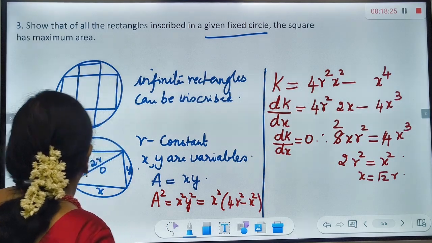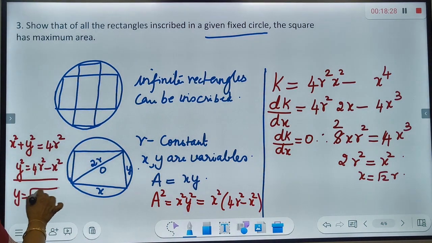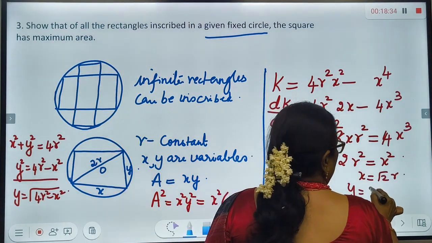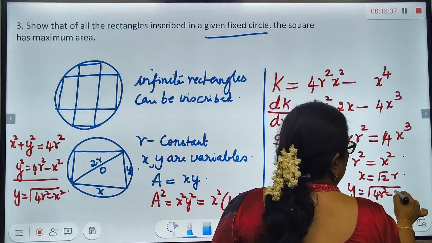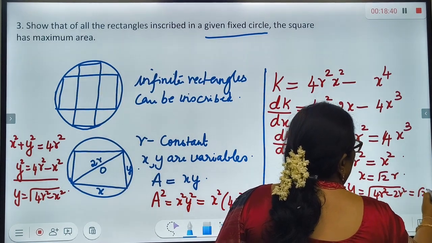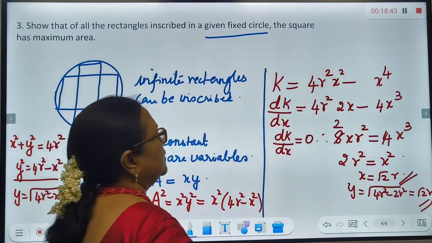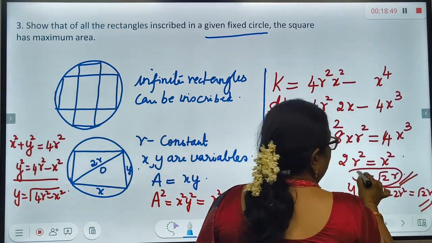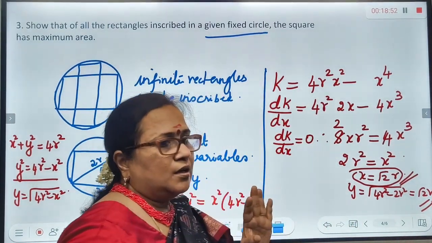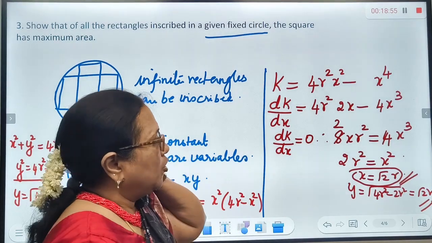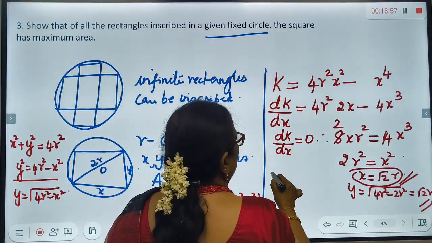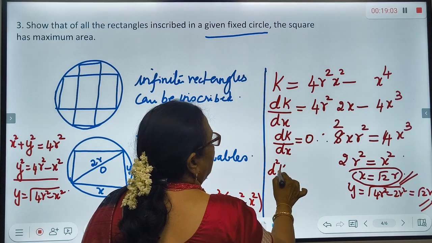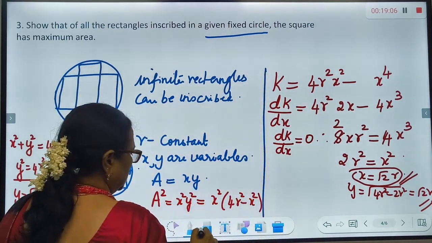What will be y? From this you know y is root of 4r square minus x square. So y is root of 4r square minus 2r square, which is also root 2r. So we have got it that it is a square. And what is the critical point? x is root 2r, and when x is root 2r, we have seen y is root 2r. But we have to check whether x equal to root 2r is a point of local maximum. That means I have to do the second derivative. Okay, so d square k, I use a different color.